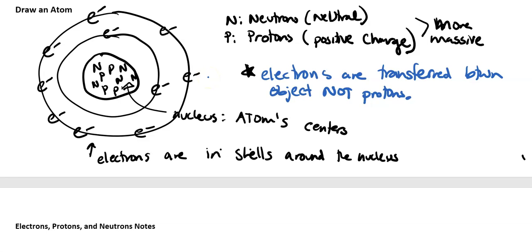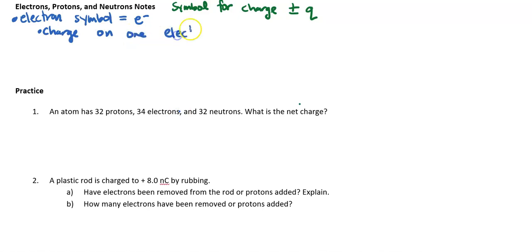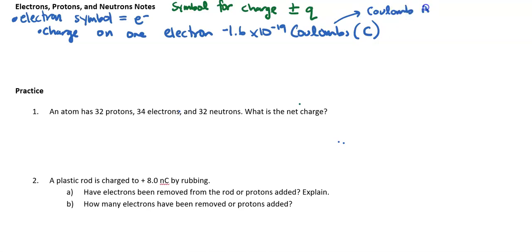Okay, let's chat a little more about electrons, protons, and neutrons, and the charge on each one. First, for charge, regardless of whether it's plus or minus, the symbol is Q. Q is the symbol for charge. The symbol often used for electrons is e minus. Are electrons positive or negative? Electrons have a negative charge. The charge on one electron is negative 1.6 times 10 to the negative 19 coulombs, or you could just say C. A coulomb is a unit for charge.